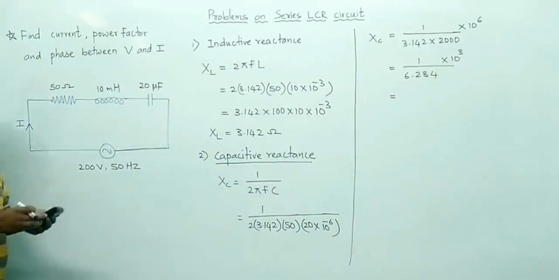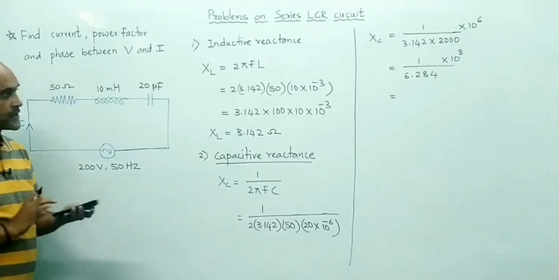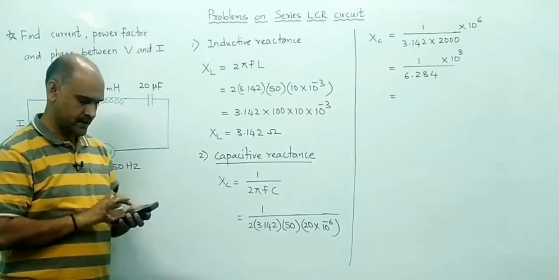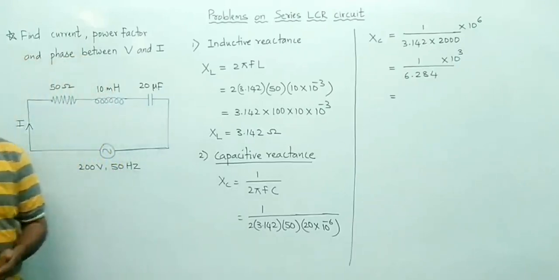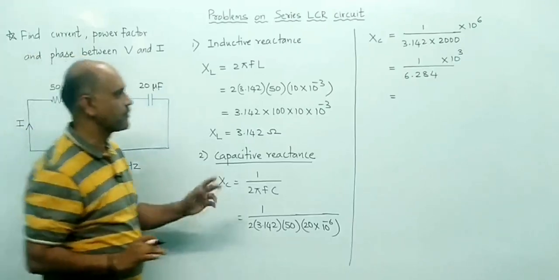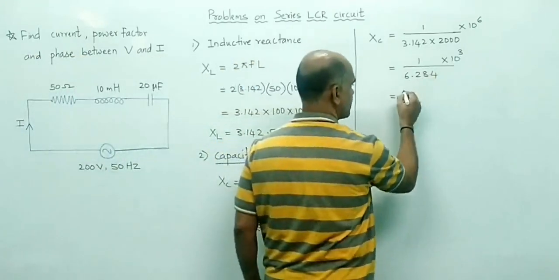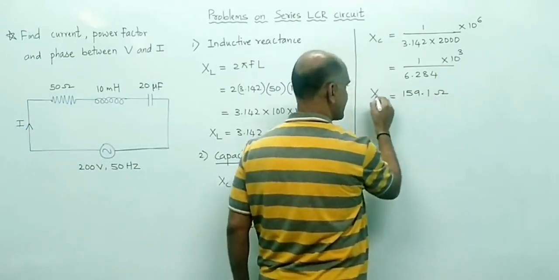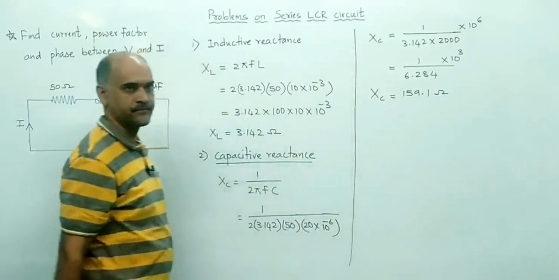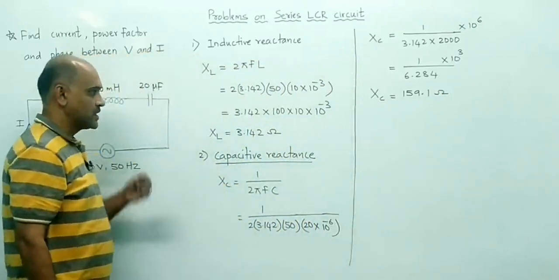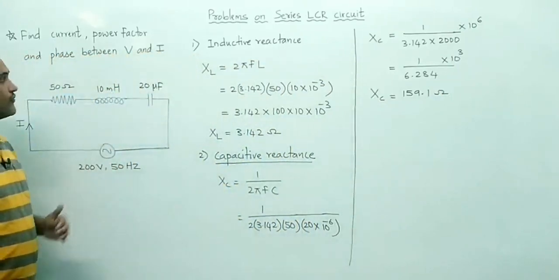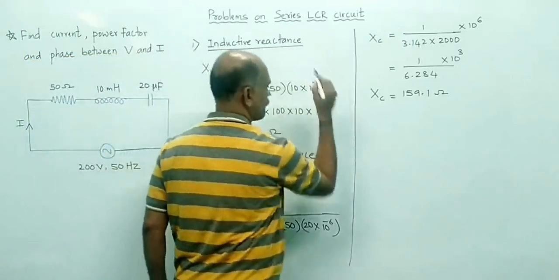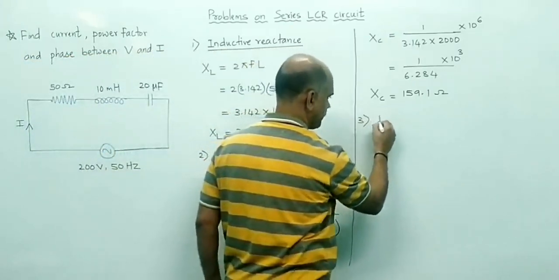So 159.1. So you will have 6.284 into 10 cubed divided by that, which is 159.1 ohms. If you simplify, you will get the value of XC as 159.1 ohms. Now in the third step, you are required to find impedance.